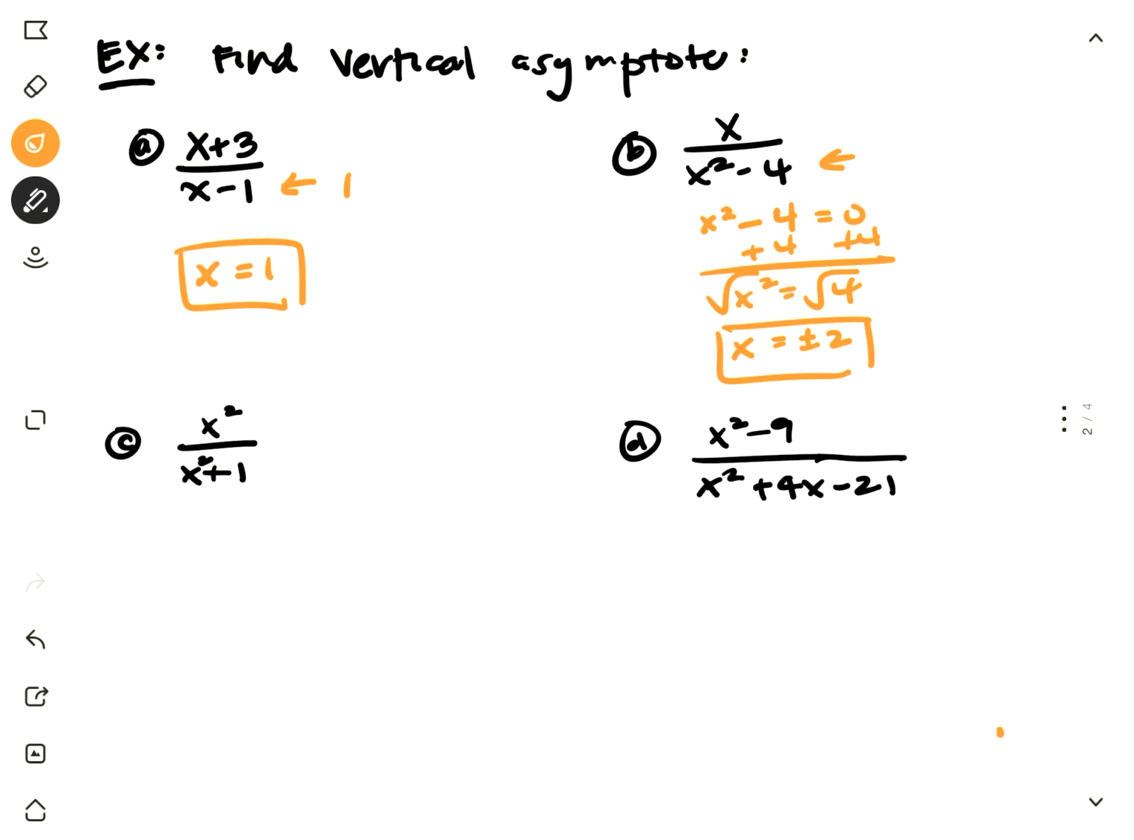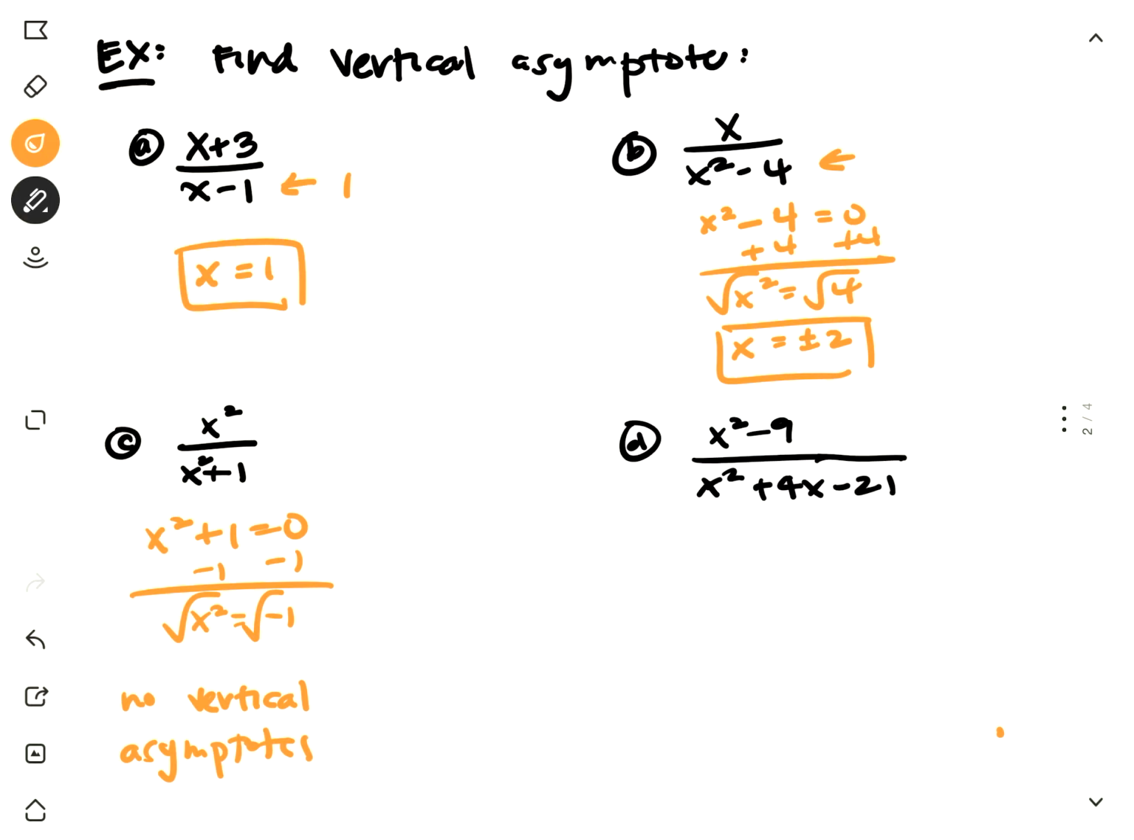Part C, same thing. I'm going to take the denominator and set it equal to 0. X squared equals -1. Oh wait, this is the case where we have an imaginary number. In the case of imaginary numbers, there are no vertical asymptotes, because the domain is all real numbers. There's nothing that we can put in there that's going to break it.